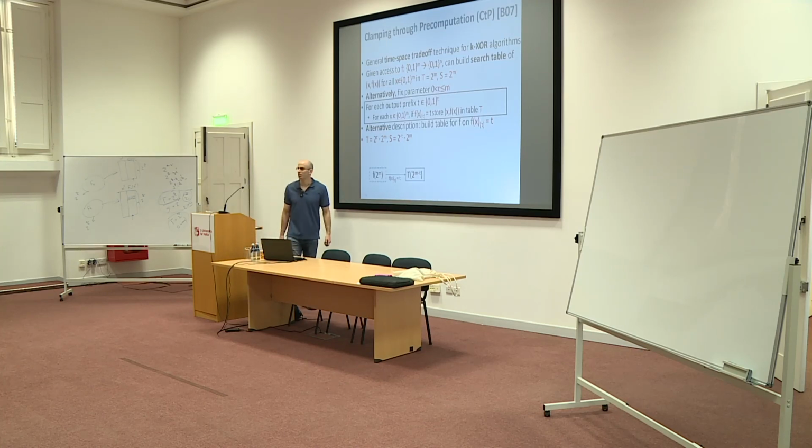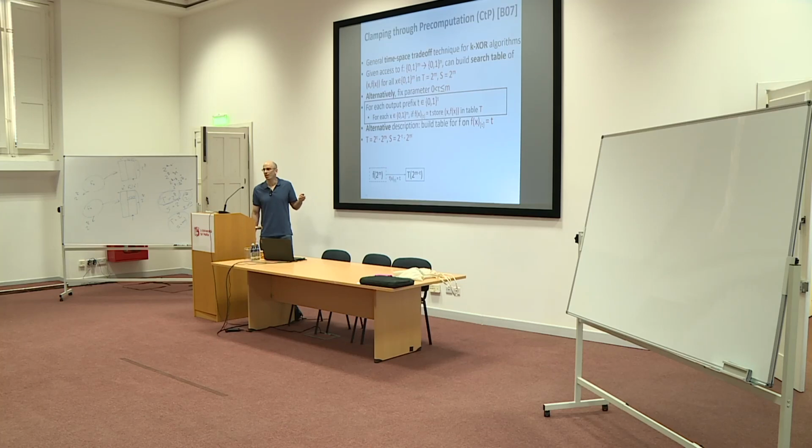Any questions about this very simple trade-off? Yes? Can't you just sort to create this table? You can, but the thing is that I want to use smaller space. You can build a large table and sort it, but this will cost you space complexity of 2 to the m. And I want to reduce the space complexity. I want it to be smaller than 2 to the m.